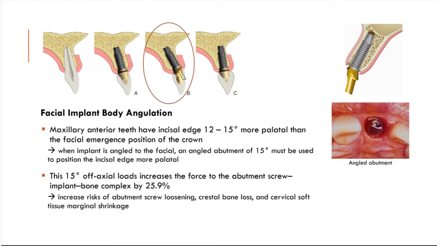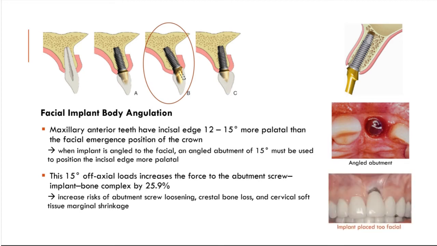This 15 degree off axial load increases the force to the abutment screw implant bone complex by 25.9%. This will increase the risk of abutment screw loosening, crestal bone loss, and cervical soft tissue marginal shrinkage. This picture shows an example of an implant that is placed to the facial.